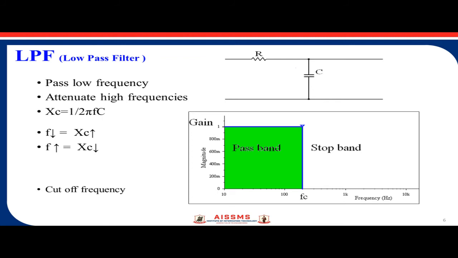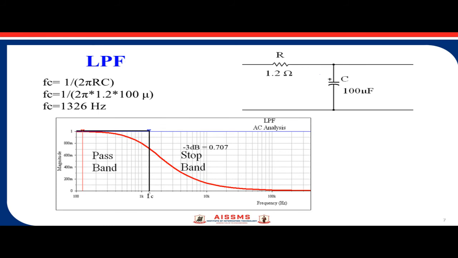Because of the capacitor in parallel, whenever the input frequencies are decreasing, Xc will be increasing, allowing input frequency to pass towards the output. Whenever input frequencies F are increasing, the value of Xc will decrease because frequency is there in the denominator while calculating Xc, and hence it will bypass signal components.